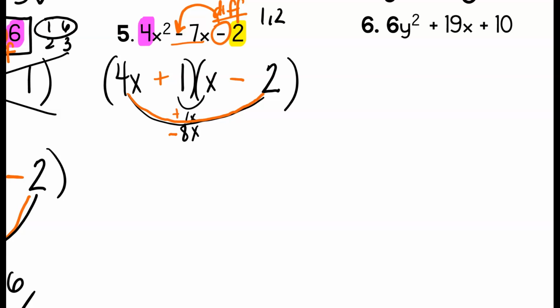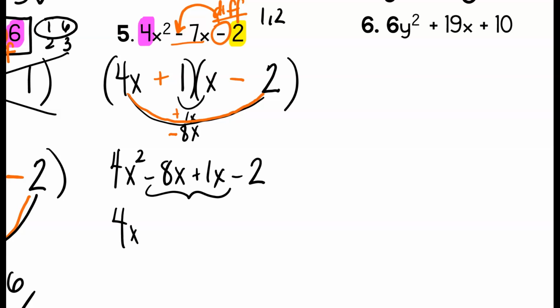Now we check by distributing. 4x squared minus 8x plus 1x minus 2. When we combine the middle 2 terms, we get the negative 7x that we need.